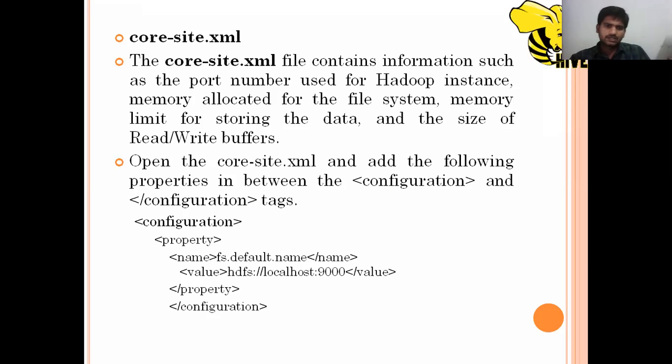In core-site.xml, the property name is fs.default.name, with the value fs local host 9000, that is the local host port number we are setting as a property. Please remember, it is a very simple thing to configure each and every step of this. So the first one is core-site.xml.